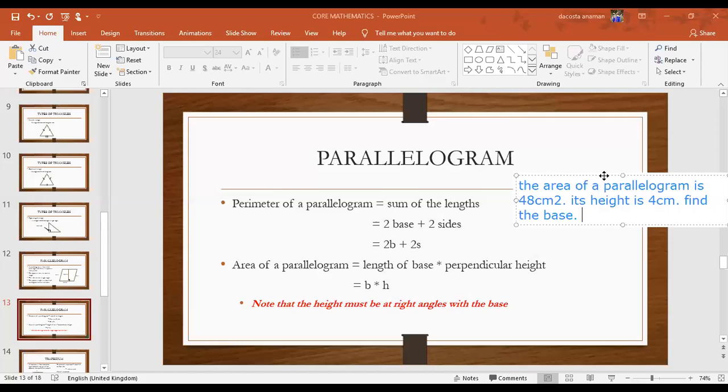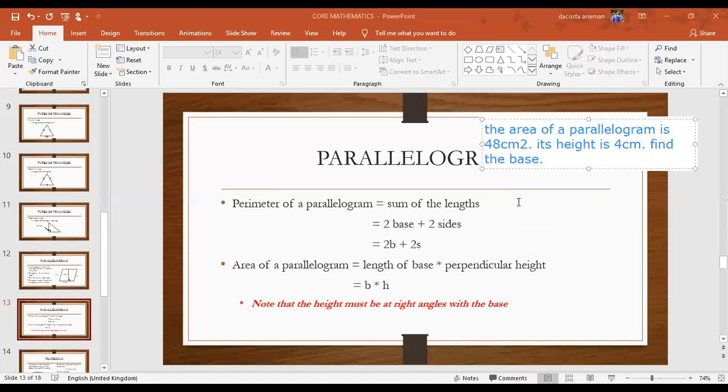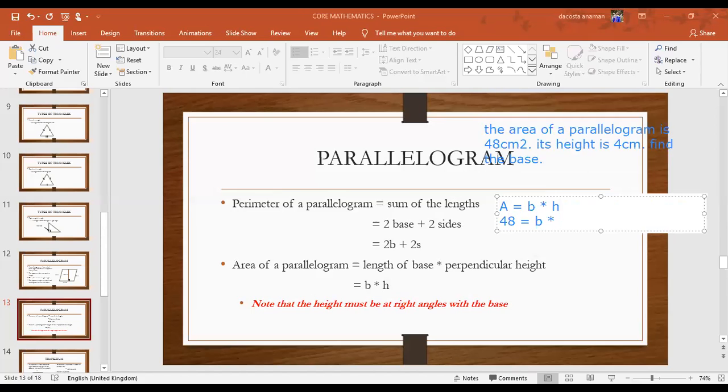Okay, so let's solve it. You have already solved it, but still let's solve it. So we have been given the area. The area of the parallelogram is equal to the base times the height. We have been given the area to be 48 centimeters squared. We have not been given the base, but we have been given the height to be 4 centimeters. So we have 48 equal to 4b. Therefore, 48 divided by 4, b will be equal to 12 centimeters. That will be the base.